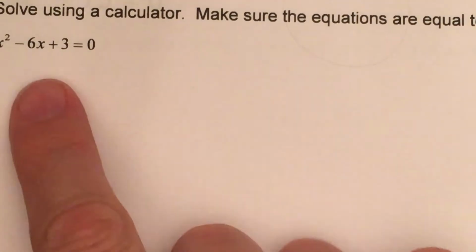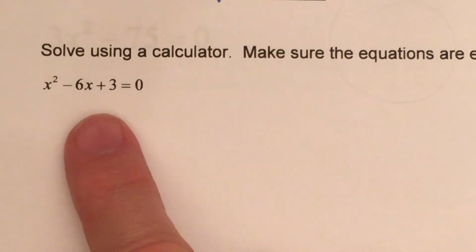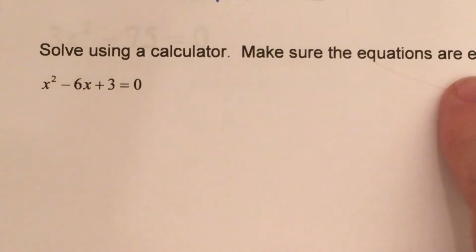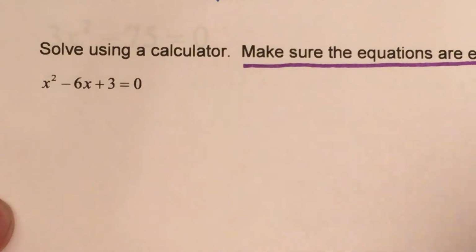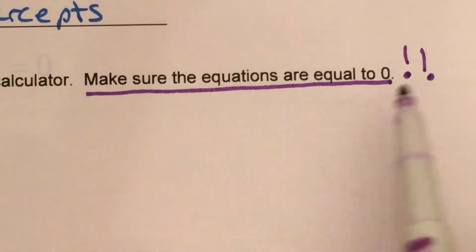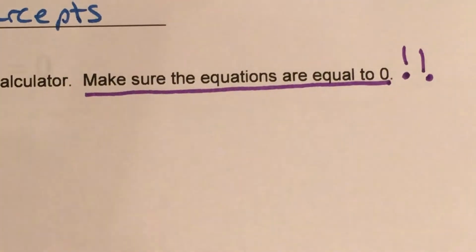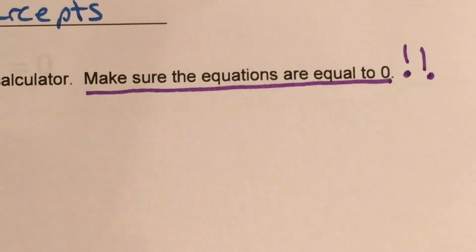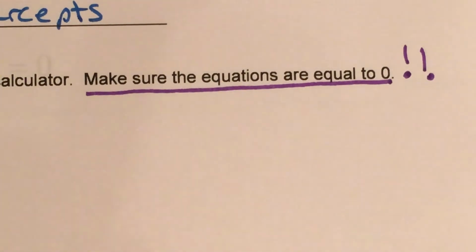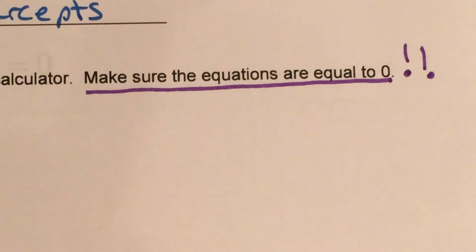All right, so our first big example says solve using the calculator. Make sure that the equation is equal to 0. Let's underline this. This is a big deal. Your equations must be equal to 0 to do this. And if they're not, you must get them there. Yes, that's crucial. So it's not a hard thing. You just have to add or subtract across the x-axis. You just have to make sure that you do it.